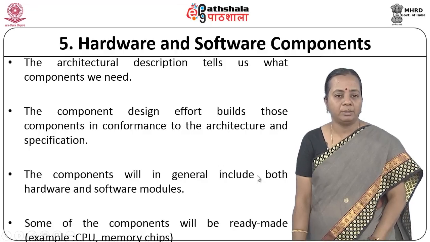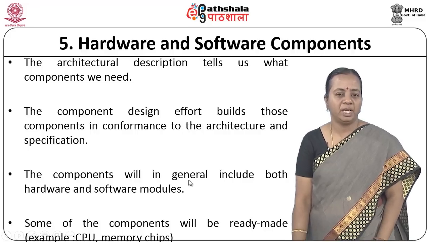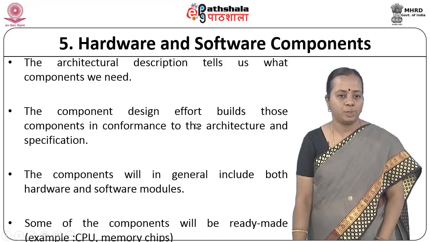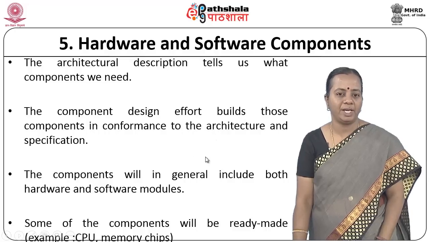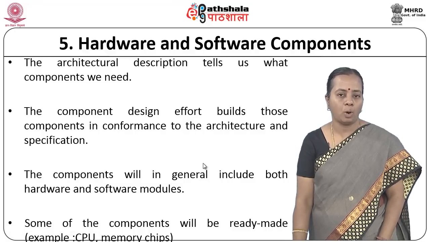And the architectural description tells us what components we need. See, when the speed has to be improved, then we need to go for very good hardware, that means high-speed hardware. If I am looking at high speed, then maybe the cost is also high. So there is a compromise we have to make between speed and cost, so that we come to a conclusion about what kind of processor we have to use for this particular product. So it tells you what components we need, and that is also very important.